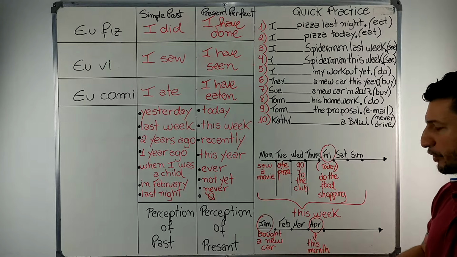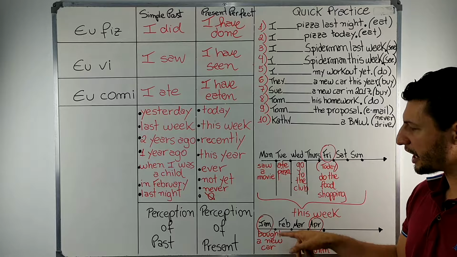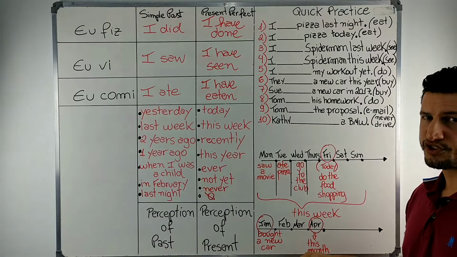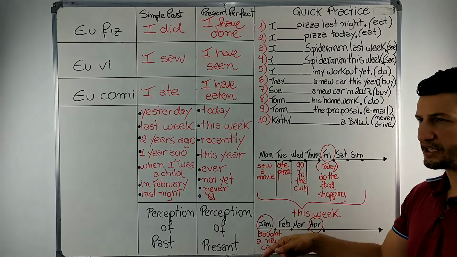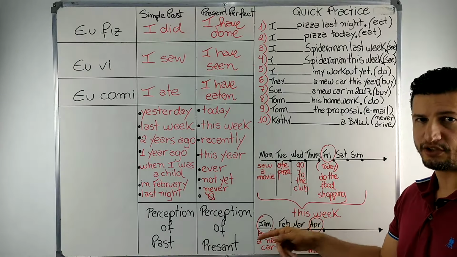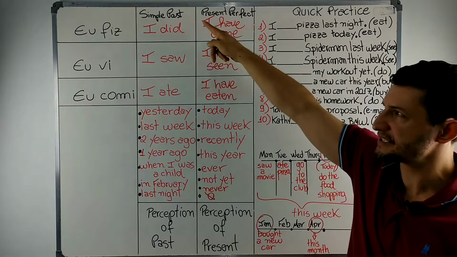And the same thing about buying a car. We are in April, let's say. You bought a car in January. January is this year. If you refer to the fact that you bought a car in January, you say, I bought a car in January. You use the simple past.